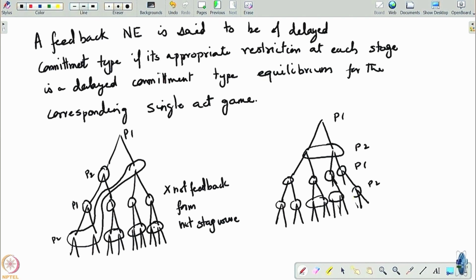Okay, but this kind of thing is not a problem. Remember, there is no problem with having an information set like this, because it's part of the single act game starting from this particular node here. Likewise, this is also not a problem. See, player 2 is not the first acting player at this stage, so player 2 can have imperfect information. You can't have something like this, because then at this stage player 1 is confused about what had happened in the previous stage.